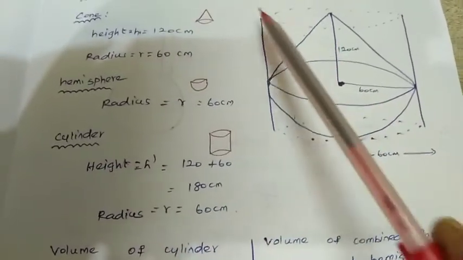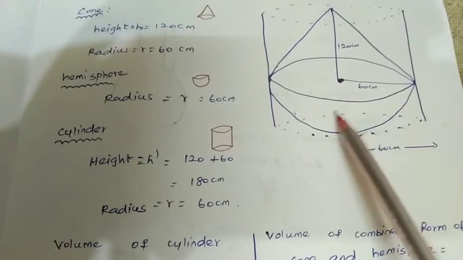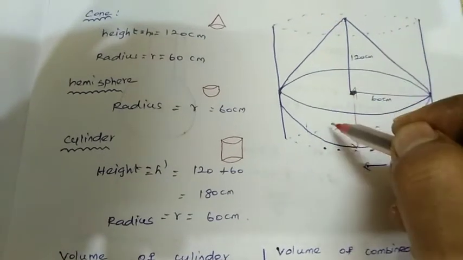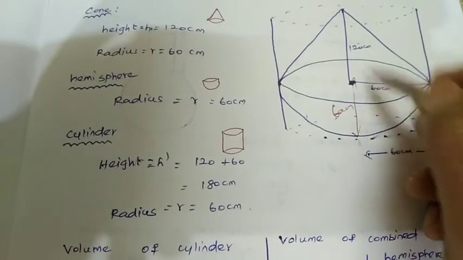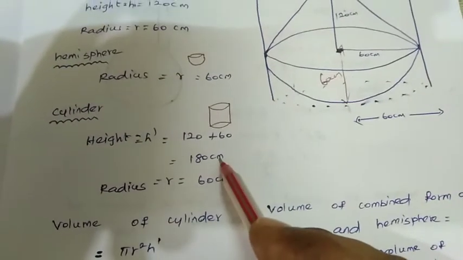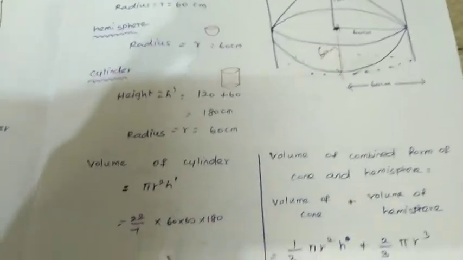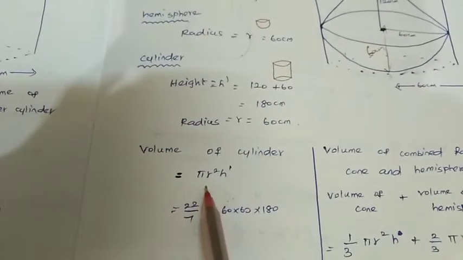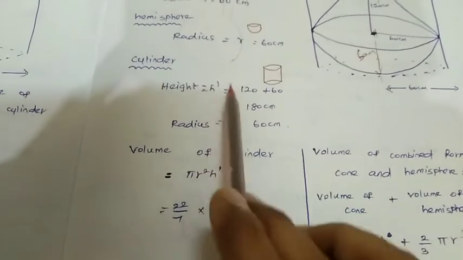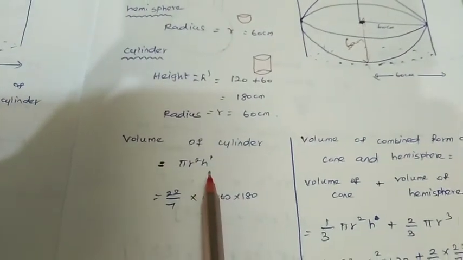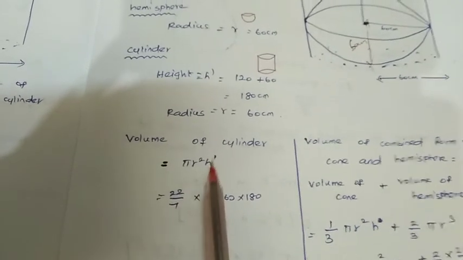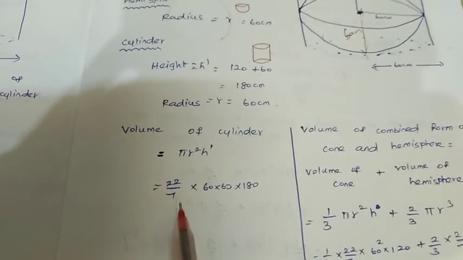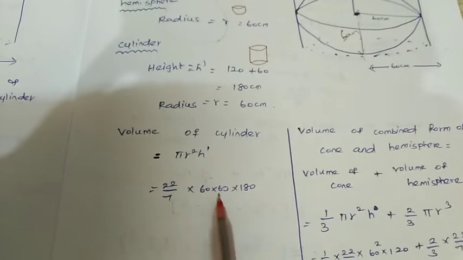In the cylinder, 120 plus this radius, 60 centimeter, so the total height is 180 centimeter, radius 60 centimeter. Now we find the volume of the cylinder first. Volume of cylinder is pi r squared h, here given as h dash, so pi r squared h dash. Otherwise we can use pi r squared h and substitute the cylinder height. So 22 divided by 7 into r squared, 60 into 60 into 180.